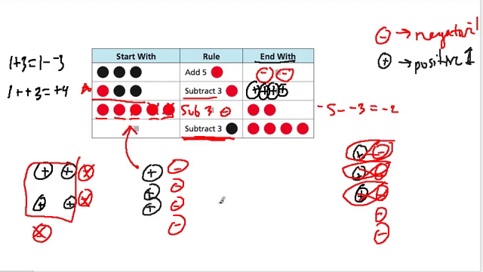What number is that? That's -1, right? Because all of these numbers here cancel out, and only -1 is left. So this equation, and the last equation, is actually -1 minus 3, and that equals -4.